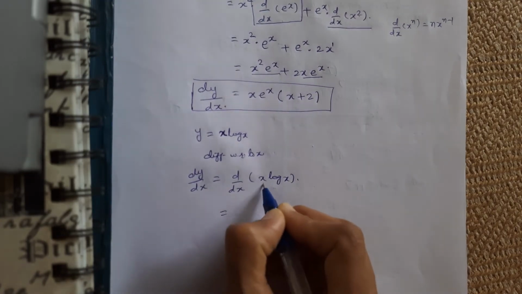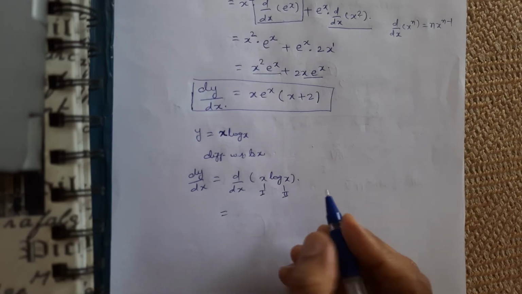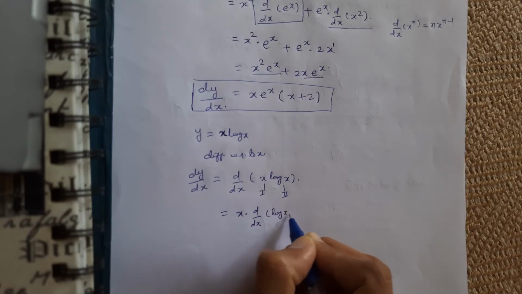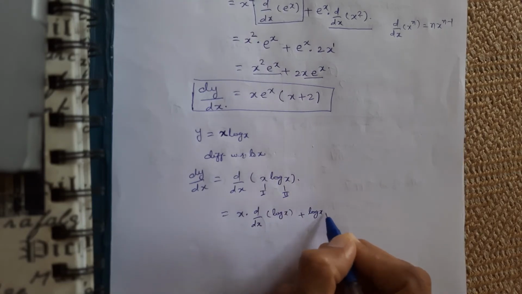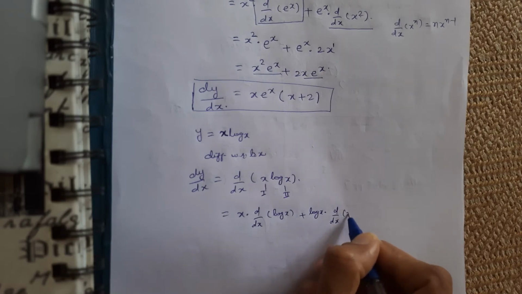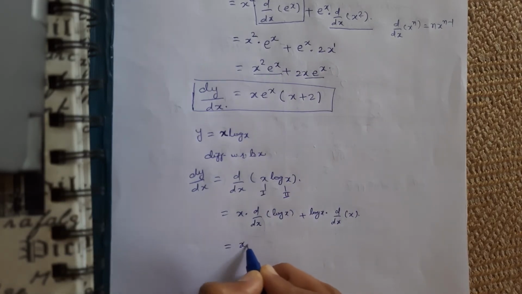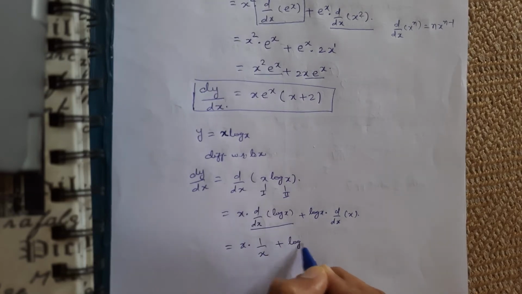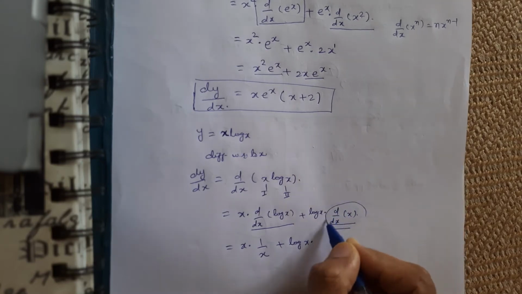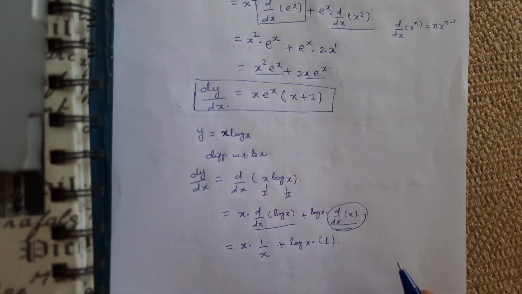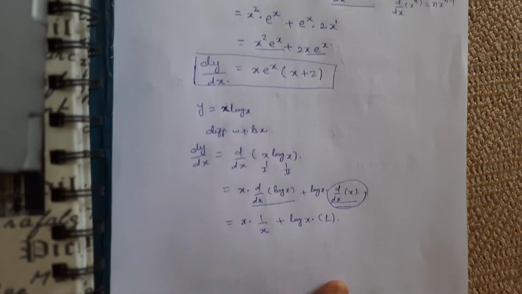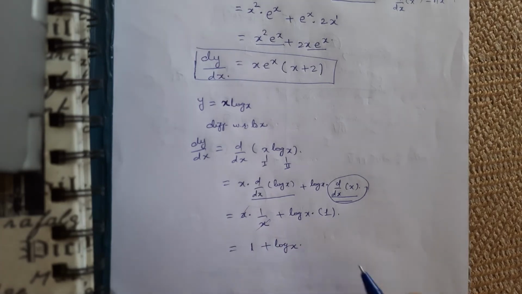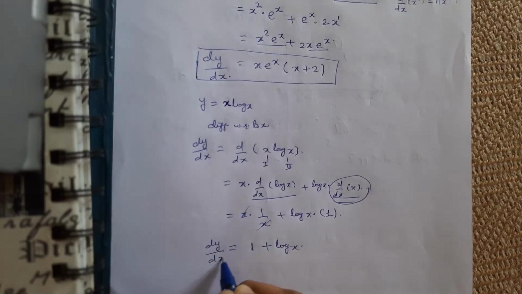Now again, this is my first function, second function. So first function into derivative of second plus second function into derivative of first. So x into derivative of log x is 1 upon x plus log x into derivative of x, this value is 1. Just see the standard formula and write it down here. So this x cancels, I get 1 plus log x is dy by dx.